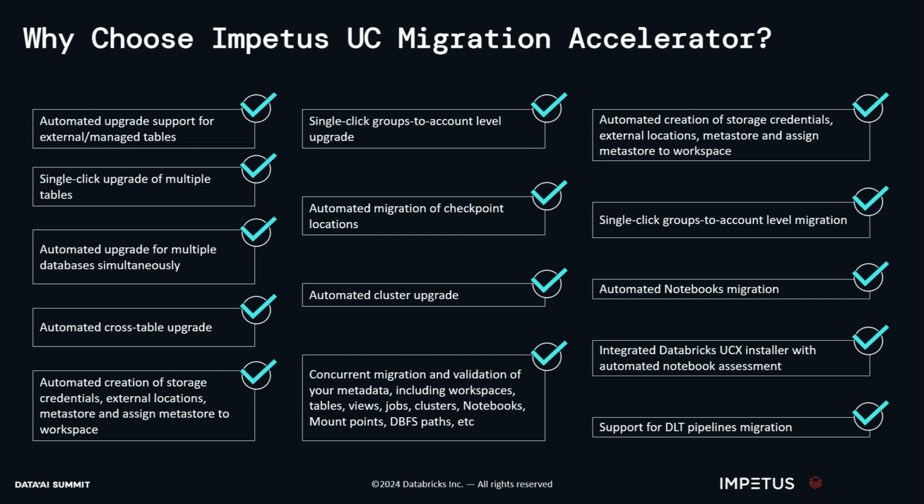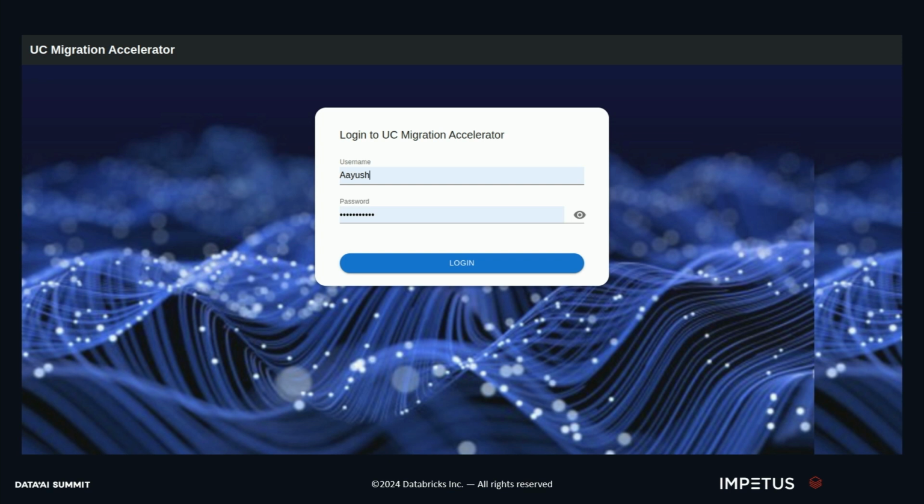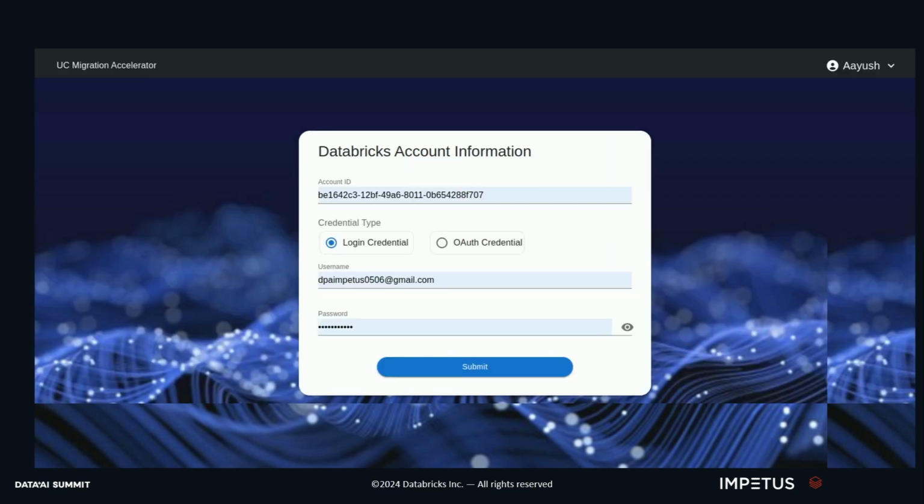Now let's look at how the interface looks. What we actually do is this tool would be installed on your network itself. We would just need a compute instance, that is a VM, virtual machine. And once this tool is installed and up and running, we do certain configurations. You would just need your Databricks account ID and then a username and password.